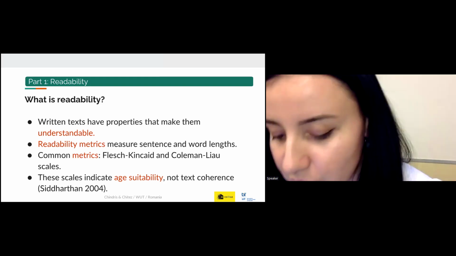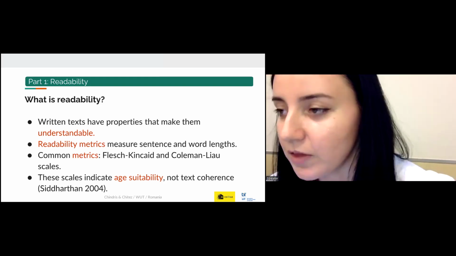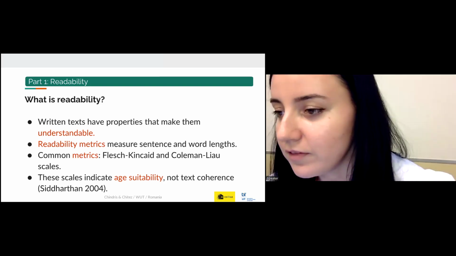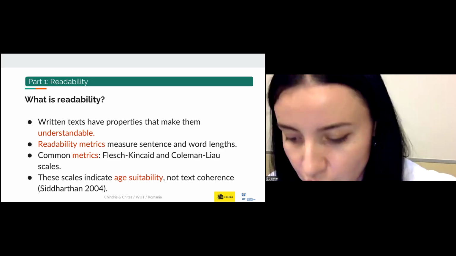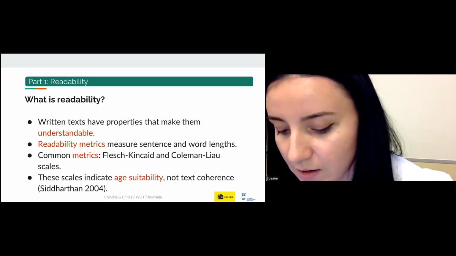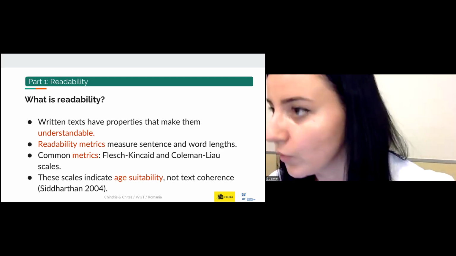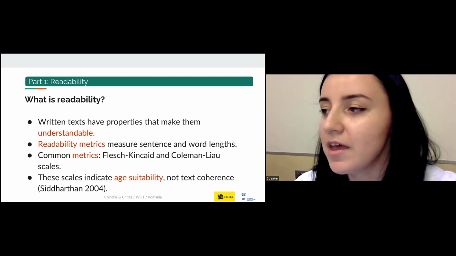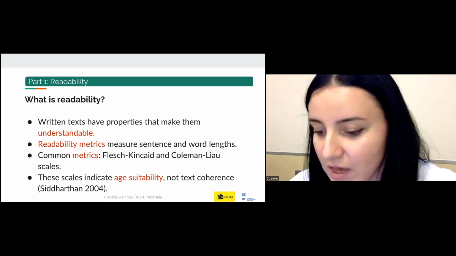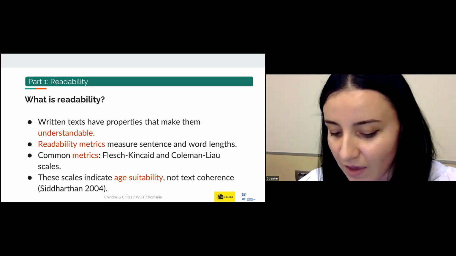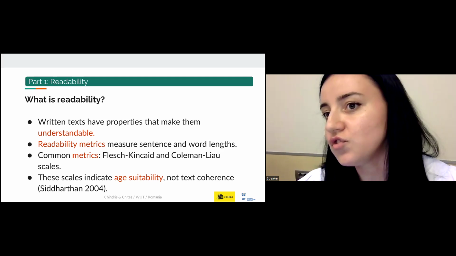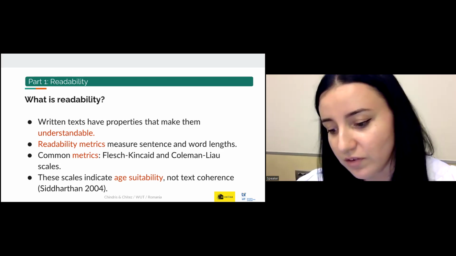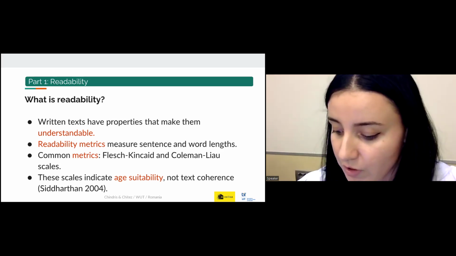Okay, readability refers to the qualities that make written text understandable to the readers. And there are many readability metrics, like Flesch-Kincaid, or Kolmogorov, that investigate and measure sentence and word lengths. And it's important to note that these scales establish the age suitability of text rather than its coherence. So this is important to note from the beginning.